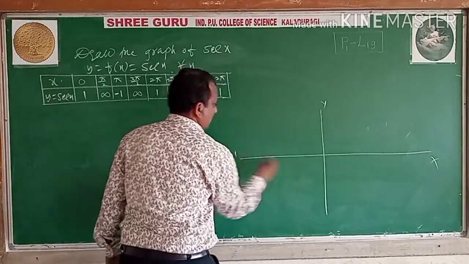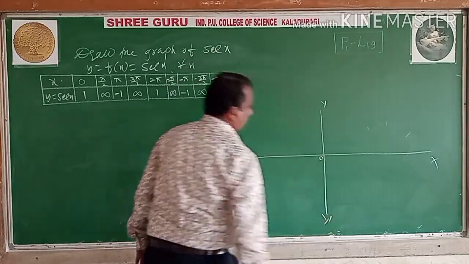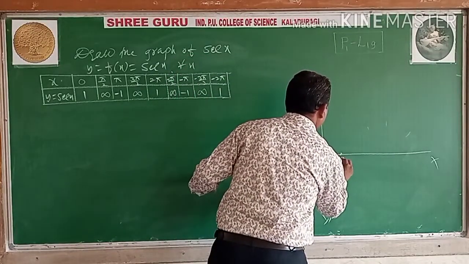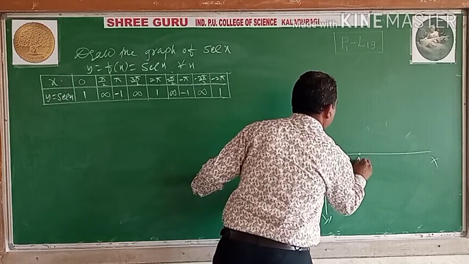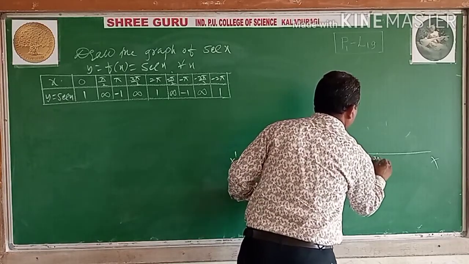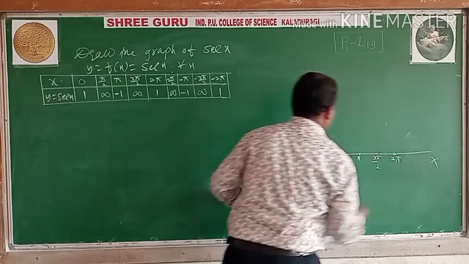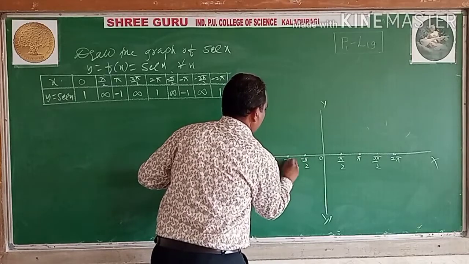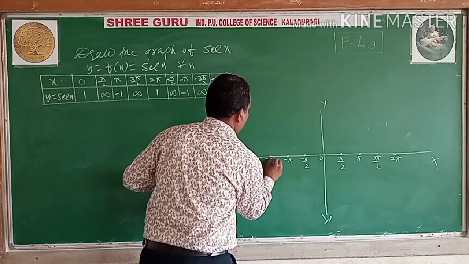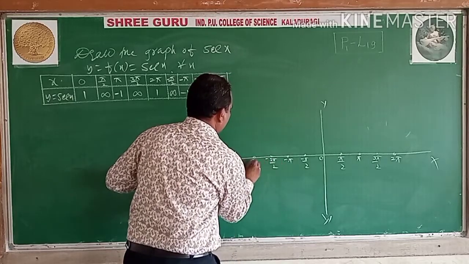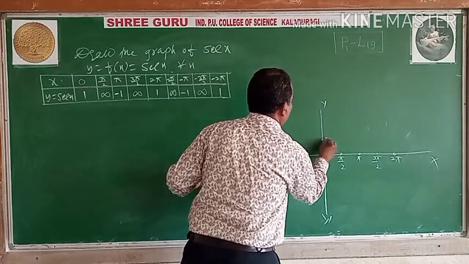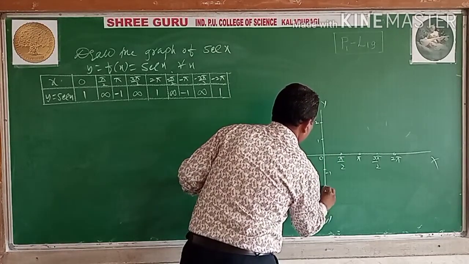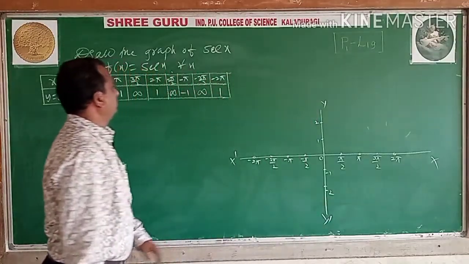Yes, Cartesian plane it is. X-axis and y-axis. Let us mark pi by 2, pi, 3 pi by 2, these intervals first, 2 pi, minus pi by 2, minus pi, minus of 3 pi by 2, minus of 2 pi, and 1, 2, minus 1, minus 2.